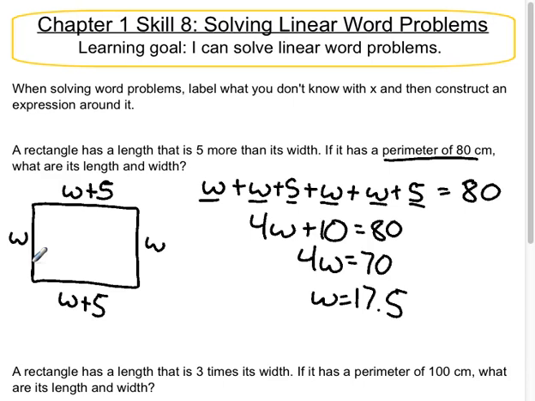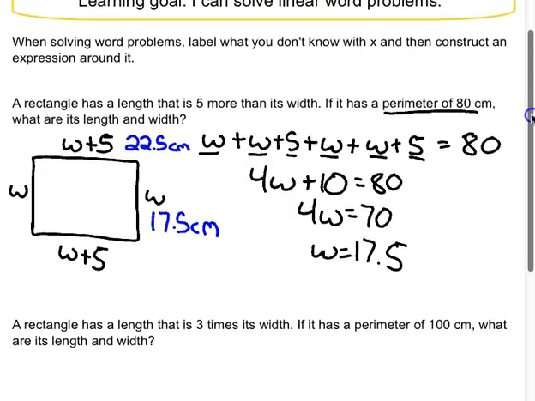So what is that telling me? Well, that tells me that if the width is 17.5 centimeters, and the length is 5 more than that, then the length is 22.5 centimeters. All right, so again, not too difficult as long as you know how to set it up and then just how to solve the equation. So let's do another one.